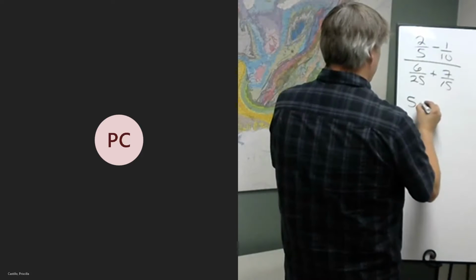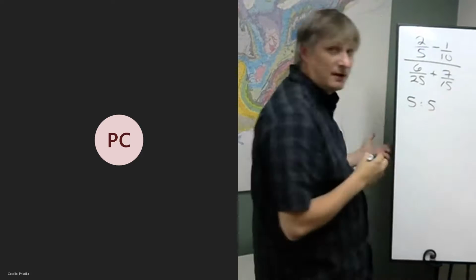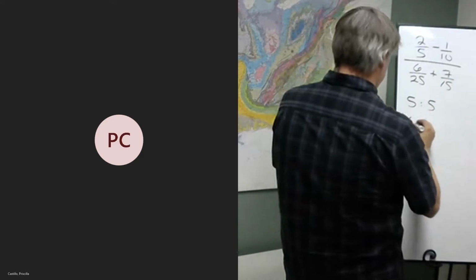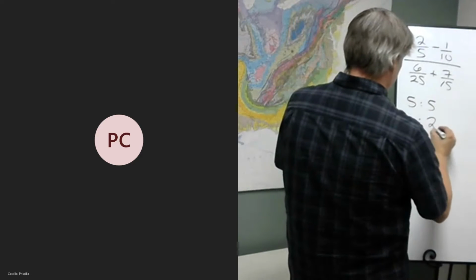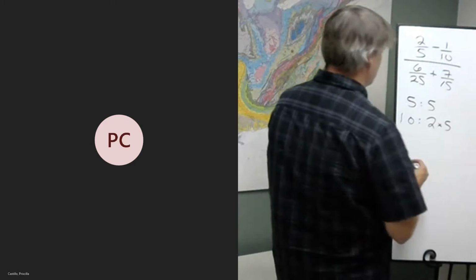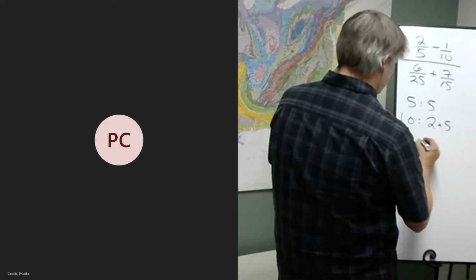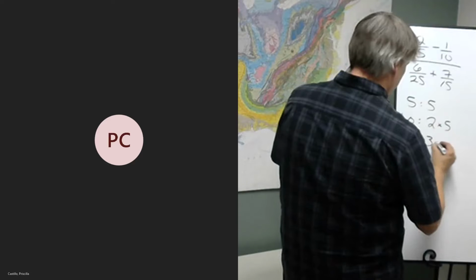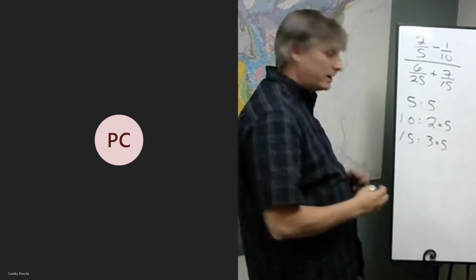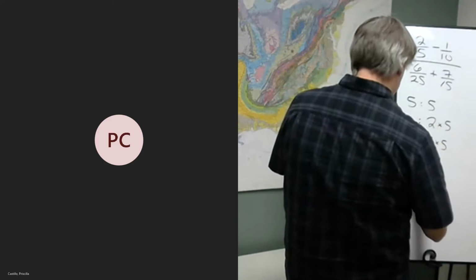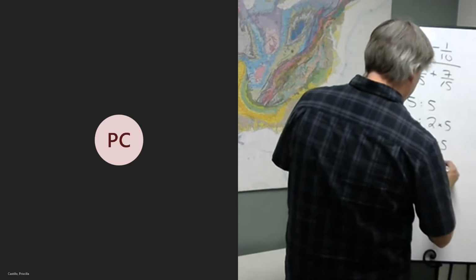So 5 is just 5, 10 factors to 2 times 5, 15 factors to 3 times 5, and 25 factors to 5 times 5.